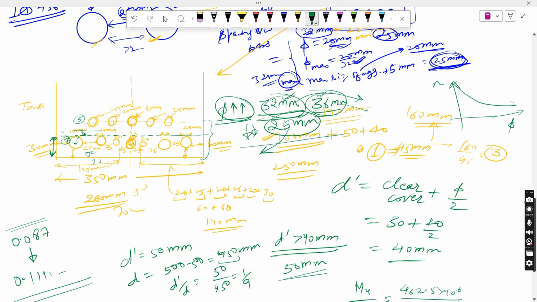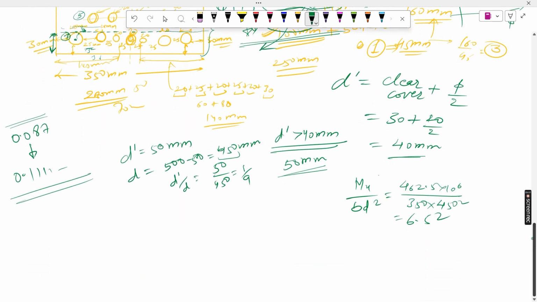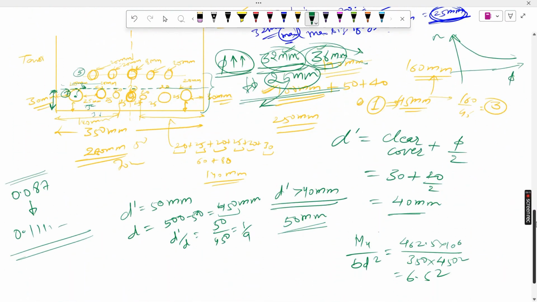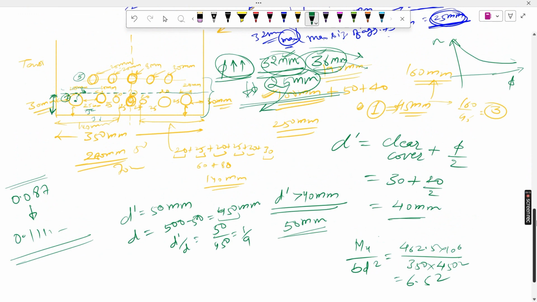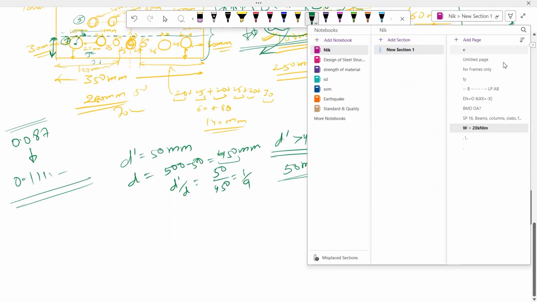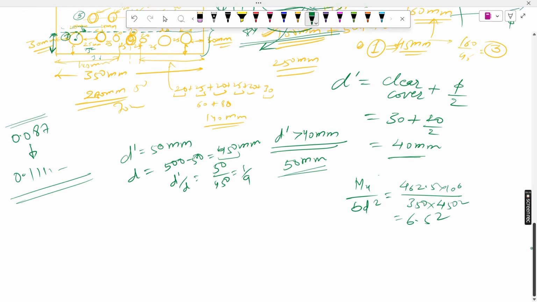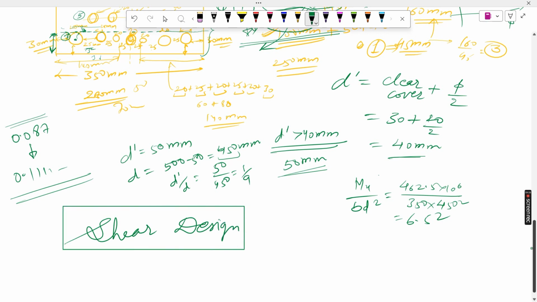Okay, so this is all the theory about beam design. But it's not done completely, because I have missed something there. What are those things? Those are shear design. I didn't do the shear design. So that we will see in our next lecture.